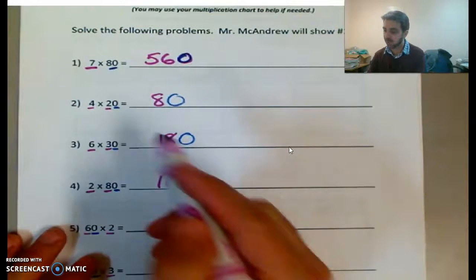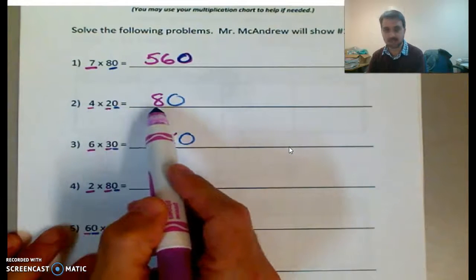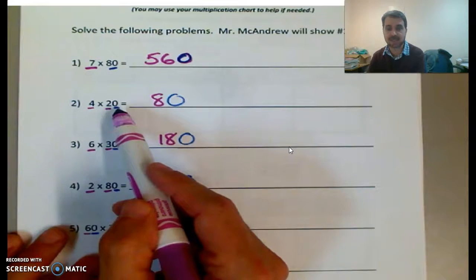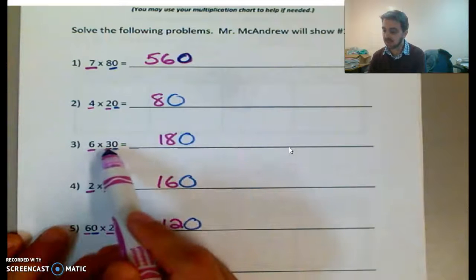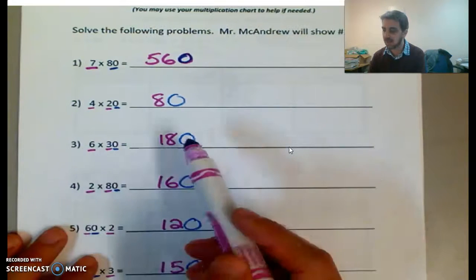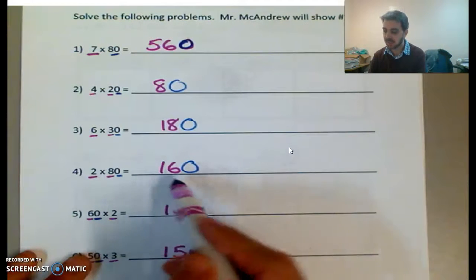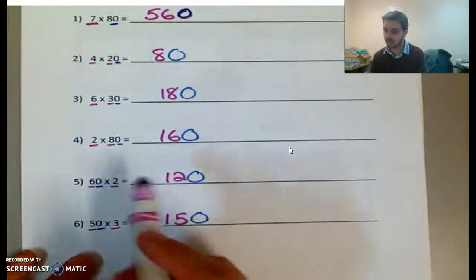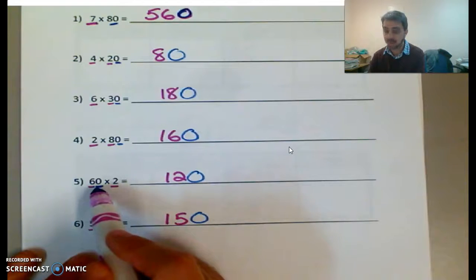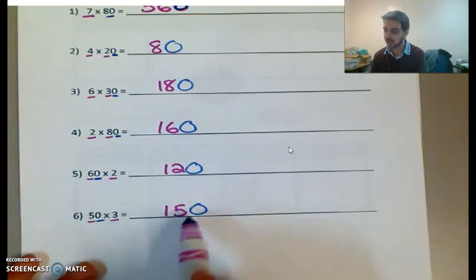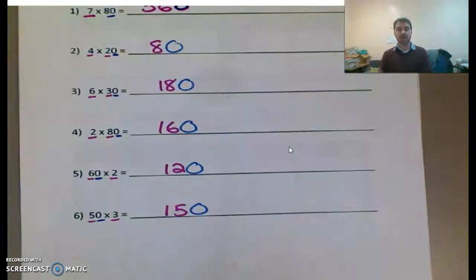Now on this page, I didn't ask you to draw it. Sorry about that. But you can see where 4 times 2 is 8. I color-coded it. Then you add your 0 because you're multiplying. That's 8 tens. 6 times 3 is 18, and 18 tens is add your 0, 180. 2 times 8 is 16, add your 0, 160. 6 times 2 is 12, add your 0 because that's 6 tens, not just 6. So you get 120. And then here you get 150. Okay? How's that going?